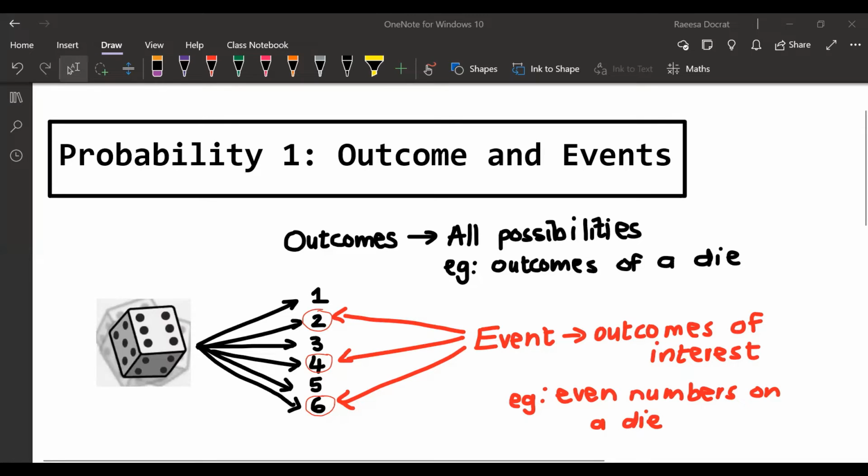And then the next thing that we're going to define is an event. So an event is a particular outcome of interest. So let us say, for example, we are interested in the even numbers on a die. Then the event would consist of 2, 4, and 6 because they are the even outcomes of a die.